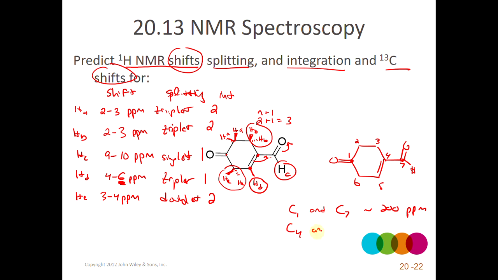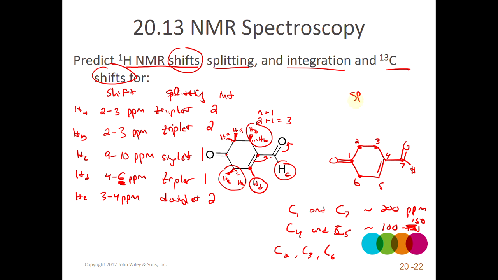Carbons 4 and 5 are alkene carbons. So we expect those to be between 100 and 150. And so that leaves carbons 2, 3, and 6. And none of those 3 carbons are directly bonded to anything that's very electronegative.